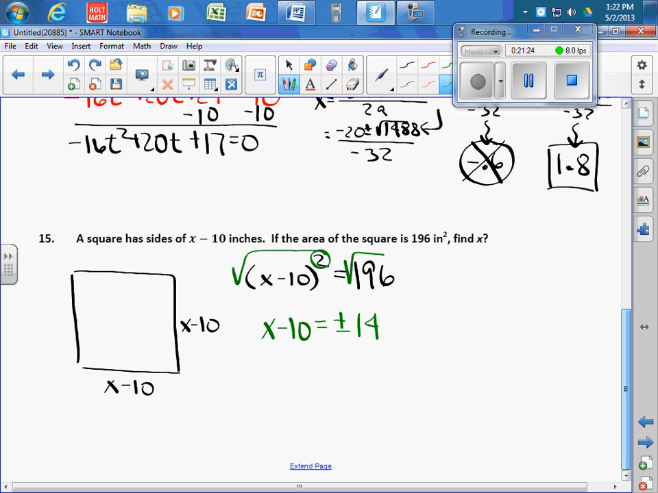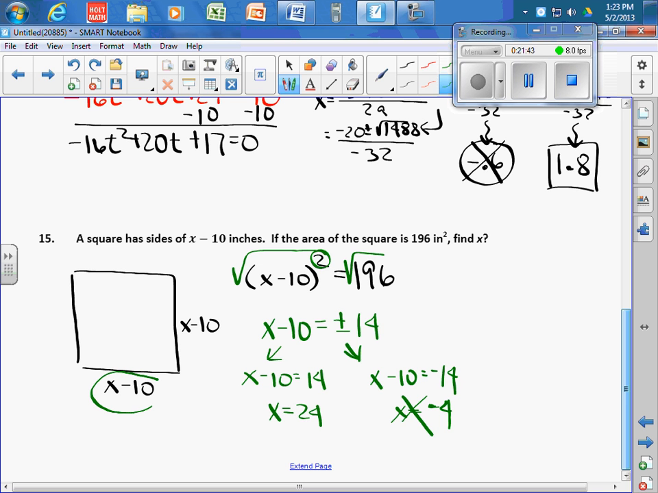Write two equations. X minus 10 is equal to 14, and x minus 10 is equal to negative 14. Adding 10 to both sides here, you get 24. Adding 10 to both sides here, you get negative 4. We will toss out the negative because negative 4 doesn't make sense here. So 24 minus 10 is 14, and that works. 14 squared is 196.